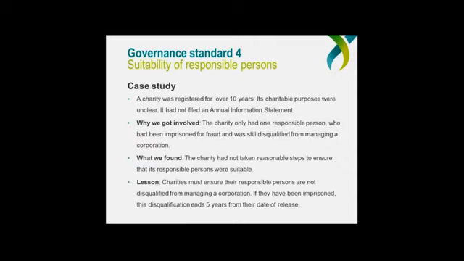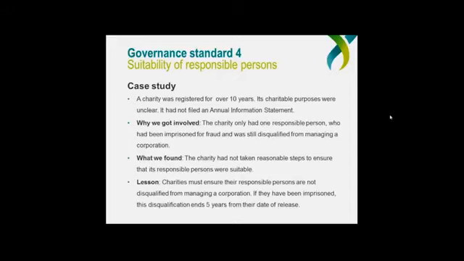The case study, a charity was registered for over 10 years. Its charitable purposes weren't too clear to us when we looked at it. It hadn't filed its annual information statement. It turned out the charity only had one responsible person, and that person had been in prison for fraud and was still disqualified from managing a corporation. So, for example, they might have gone to prison, but that 5-year period hadn't ended from the time they were released from prison. The 5-year period is explained in the Corporations Act.